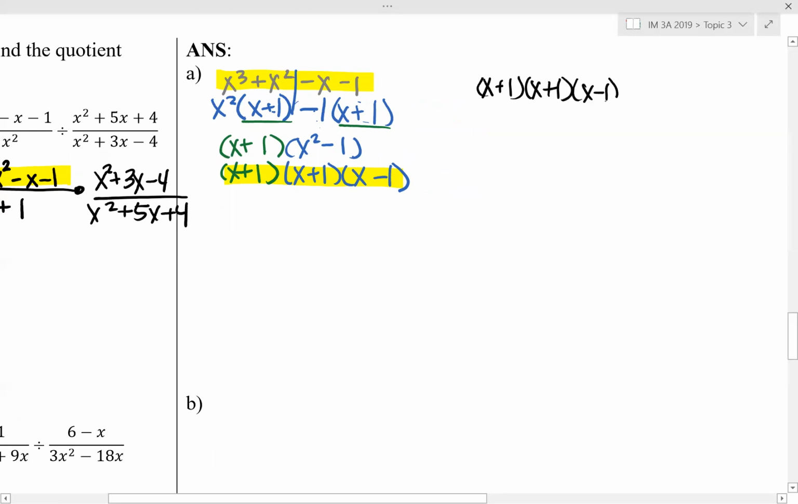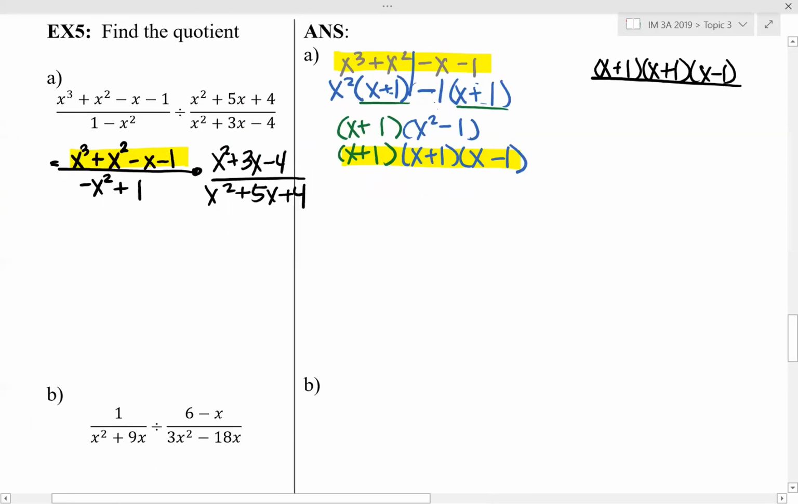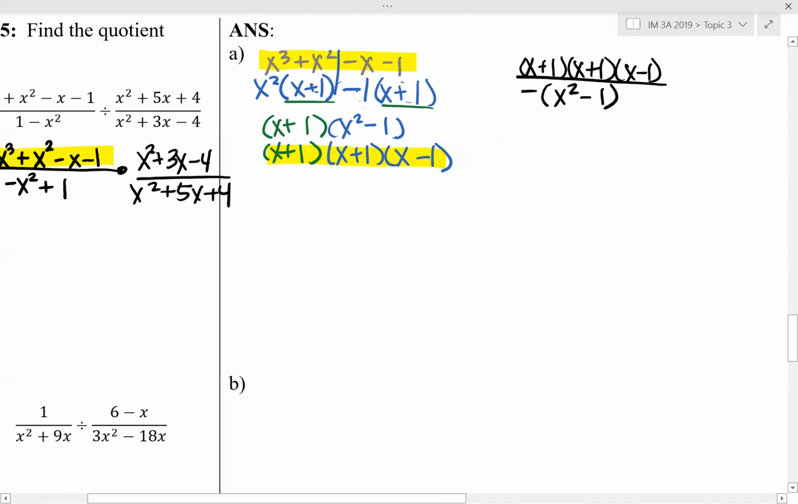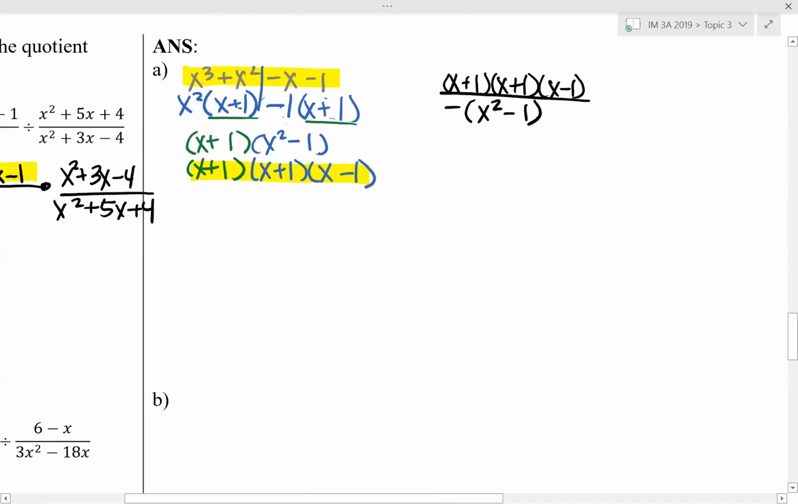times x minus 1 over, if we look at the denominator, negative x squared plus 1 is the same as having negative x squared minus 1. So we want to factor out a negative so that we can factor the result. For now, let's look at the other ratio to figure out those factors.